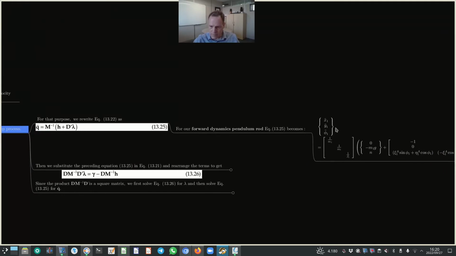Now we have the centroidal accelerations of the pendulum rod on the left-hand side. On the right-hand side, we've got the inverse of the mass matrix. That is simply 1 over m1, 1 over m1, 1 over j1. And how do I know that? Because by the definition of the inverse of a matrix, if you take the original matrix and multiply it with the inverse of the matrix, you will get the identity matrix. The original matrix had on the diagonal m1, m1, j1. So m1 multiplied by 1 over m1 equals 1. Same for this term and the same for that term. So that's how I got the inverse of the mass matrix.